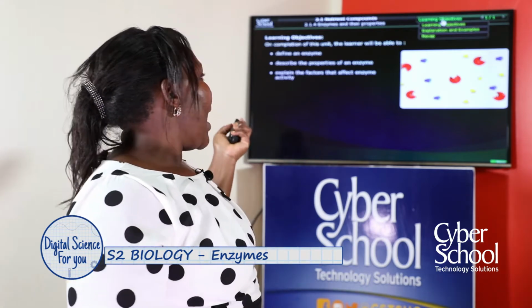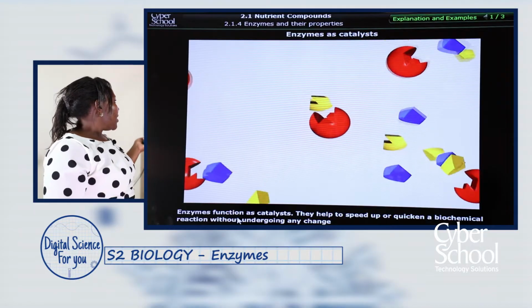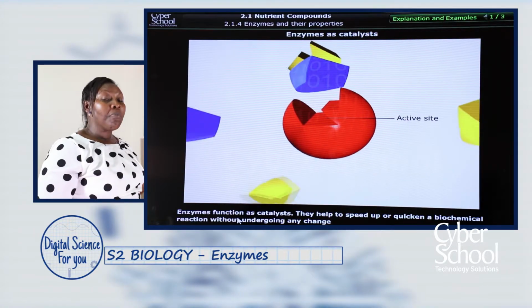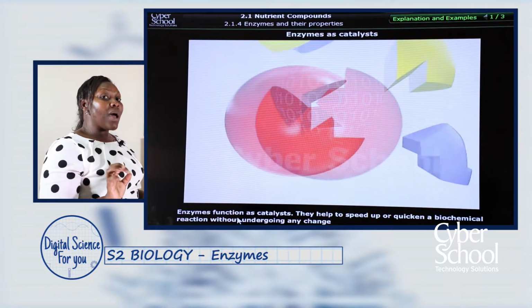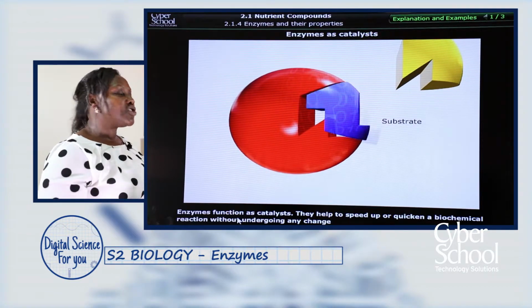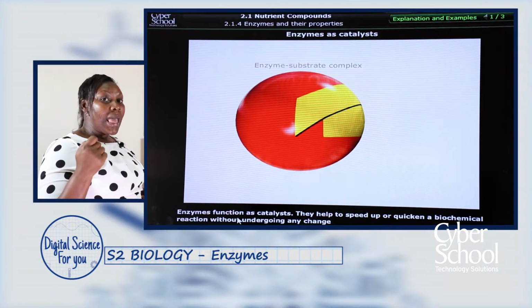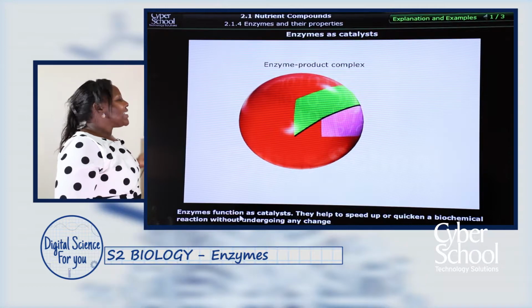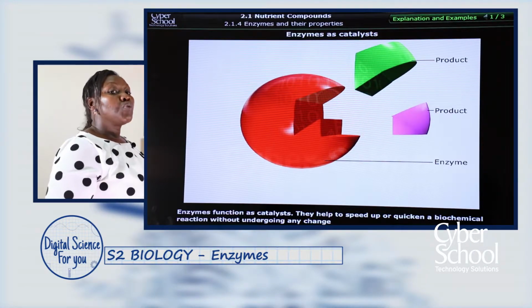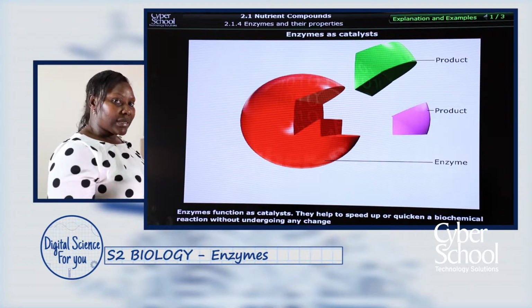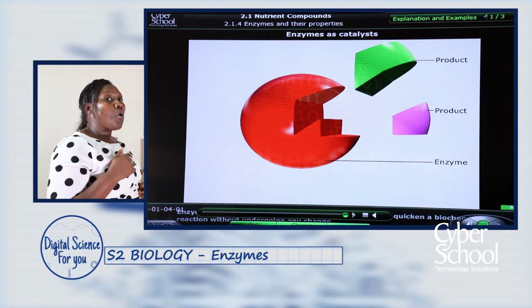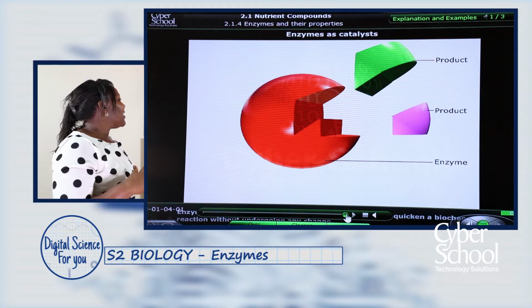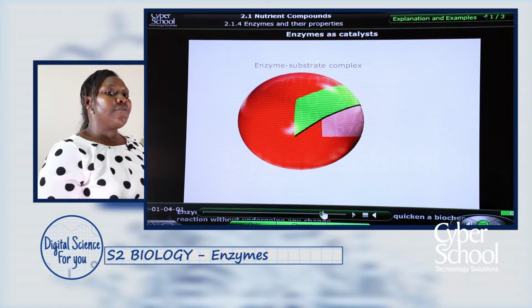Let us go on and we begin. How do these enzymes work to make sure that they speed up the rate of a chemical reaction? Those are the enzymes. They are catalysts, biological catalysts. Number 1, they are proteins in nature, and they speed up the rate of chemical reactions. Now, enzymes work on a substance that we call a substrate, and they combine with the substrate and form products.